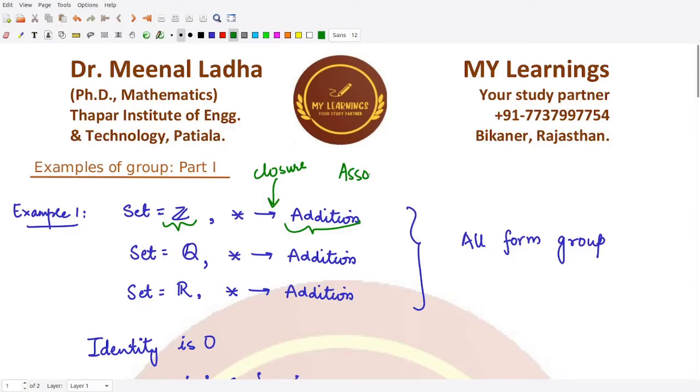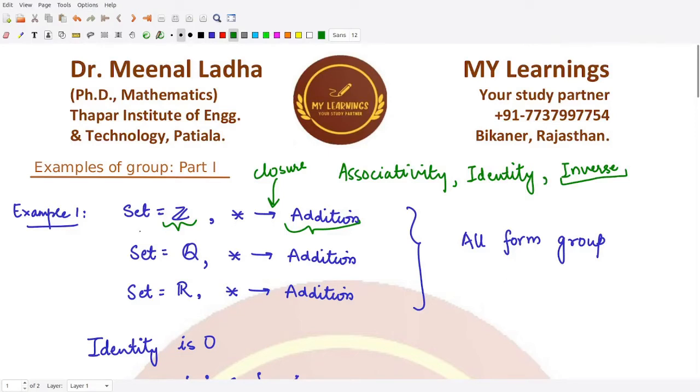The next thing that you need to check is associativity. Another thing is checking the identity. Is there an identity present in the group which is unique? And finally, you have to check whether we have an inverse for each element which is a member of the given set. If all these properties are satisfied simultaneously, then the given set together with this binary operation will form a group.